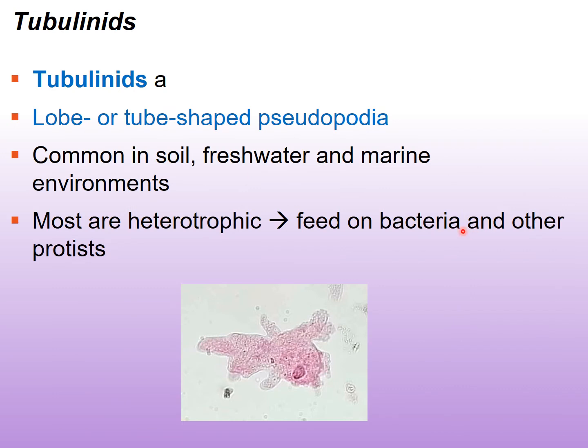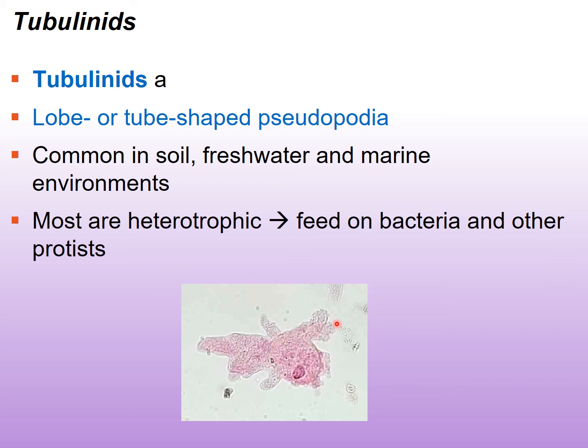Now the tubulinids are quite diverse. They are amoebozoans, and they do have lobe or tube-shaped pseudopodia. They are very common unicellular protists that are found in soil and water. Most tubulinids are heterotrophic and actively seek bacteria and other protists to consume.